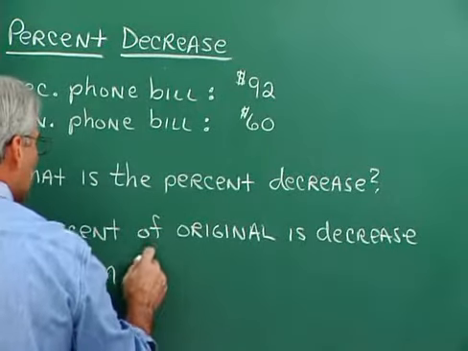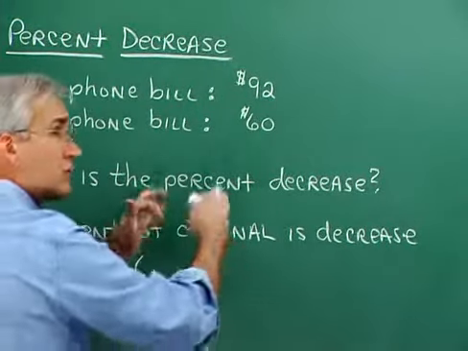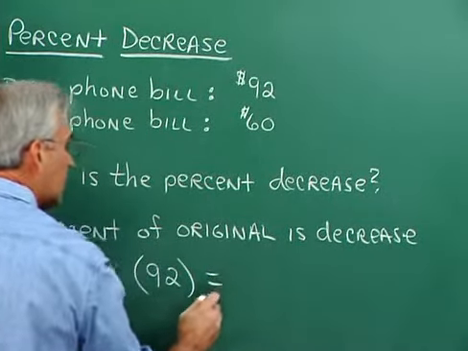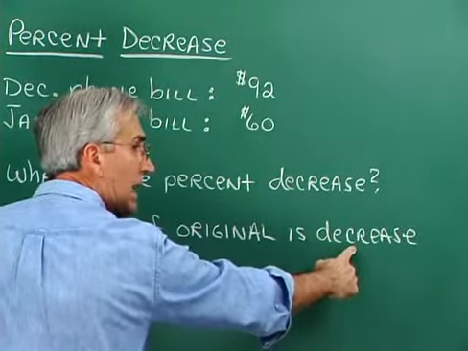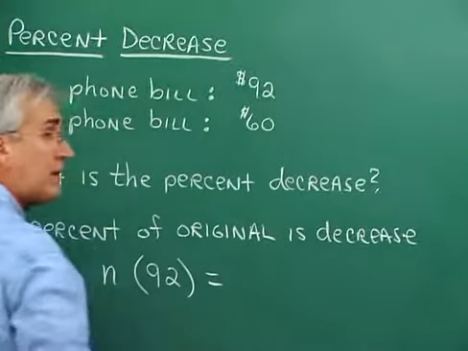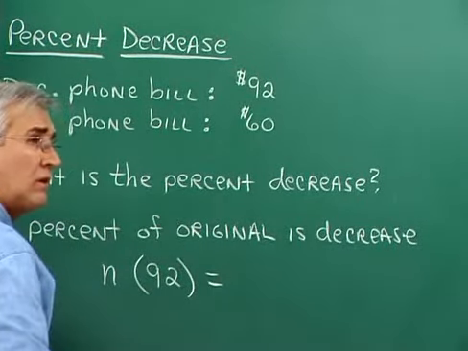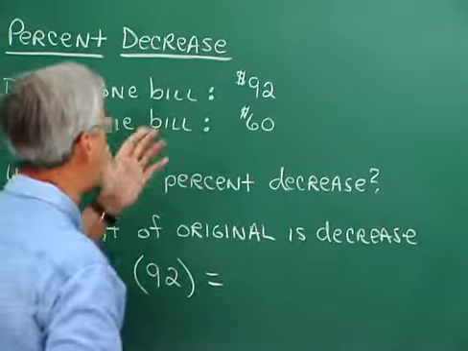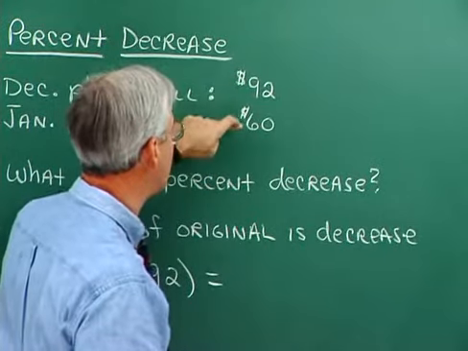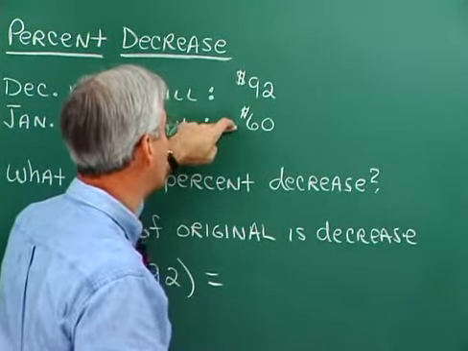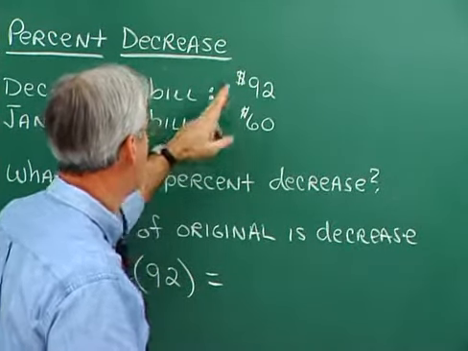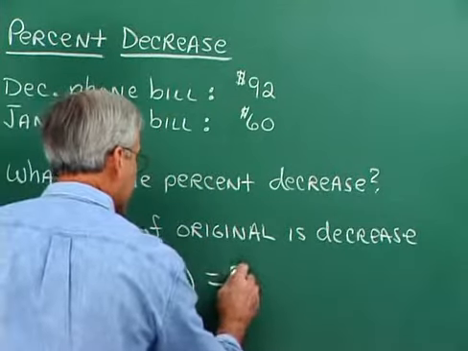Of means times. Original, the original amount, the starting amount here, oh, that was the $92, is the amount of the decrease. Now, wait a second. We don't have the amount of the decrease here. We have to figure that out. You see, it's not given to us, but we can figure it out pretty easily. The amount of the decrease is the difference between these two. The phone bill went from $92 to $60, and that's a decrease of, well, let's see, 92 minus 60 is $32. So the amount of the decrease is 32.